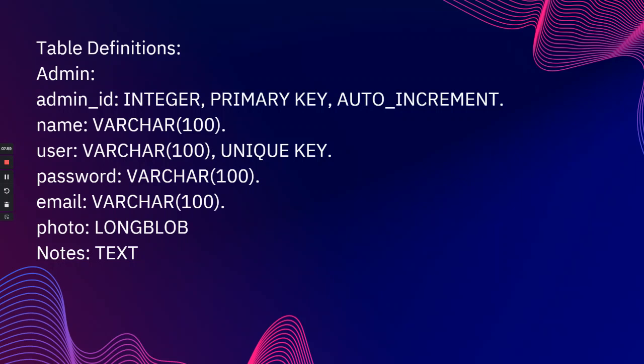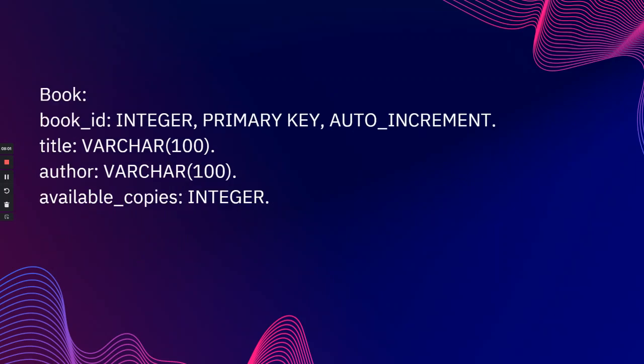And notes, it's text. For the book, book ID is an integer, a primary key, and auto increment. Title and author are varchar 100. Available copies, integer.